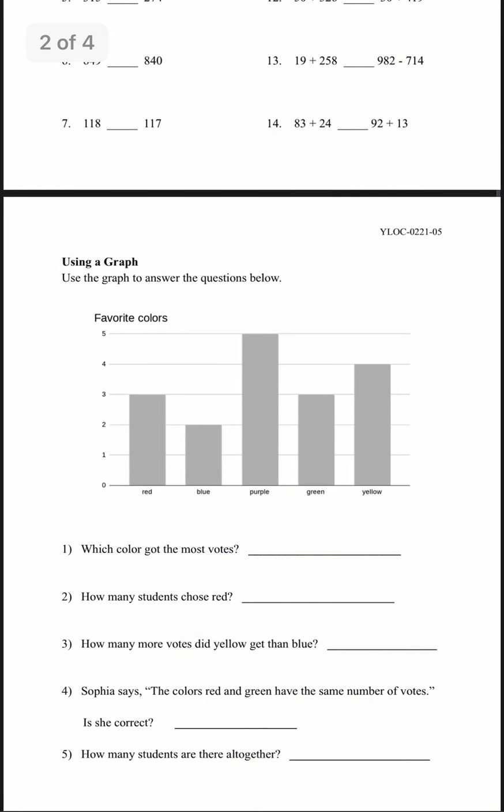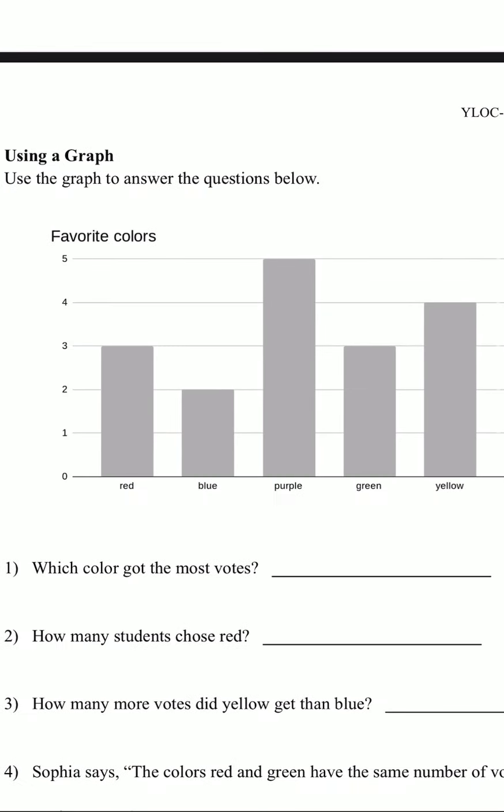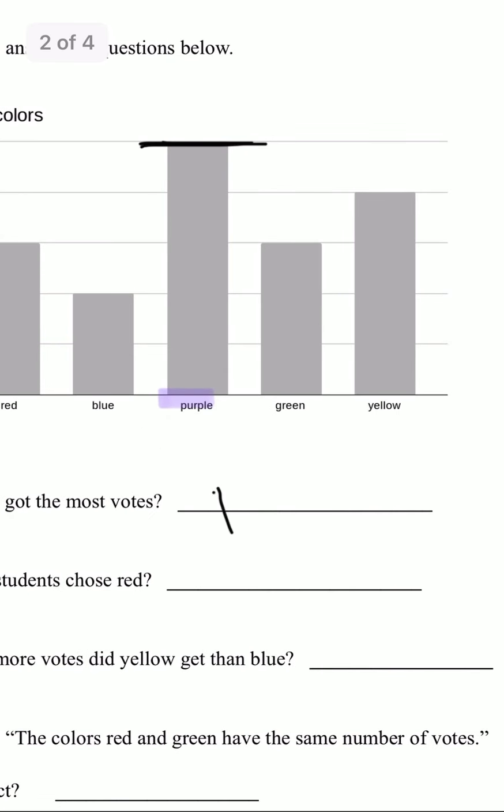Using a graph. Use a graph to answer the questions below. Favorite colors, okay? Which color got the most votes? So when we look at it, here are the number of votes. And this one has the most votes, which is purple. So we're going to write purple.